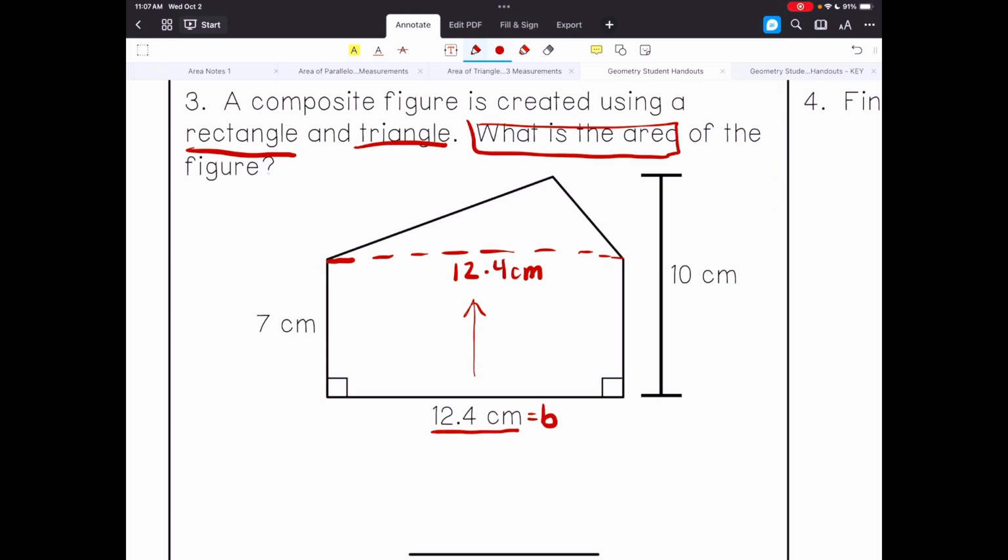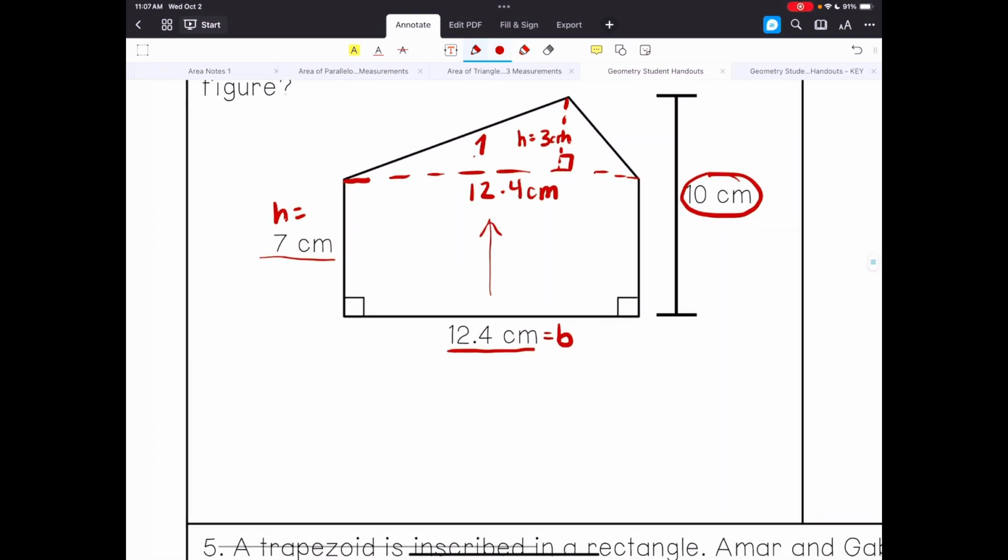The height is given to us right there with 7 centimeters, but the height of the triangle is more complicated because we actually have to draw that height from the base to the opposite vertex. And then we have to take the total height of the figure of 10 centimeters and subtract that 7 centimeters. So 10 take away 7 is 3 centimeters. So that means that the height of this triangle is 3 centimeters. So I'm going to make my triangle my first one, and my shape 2 is the rectangle.